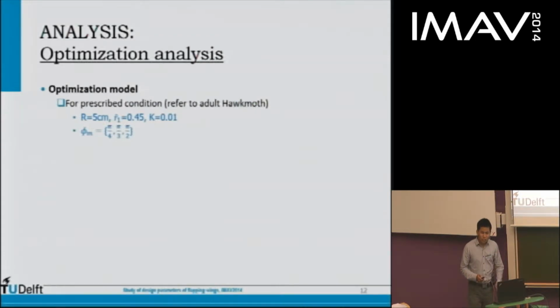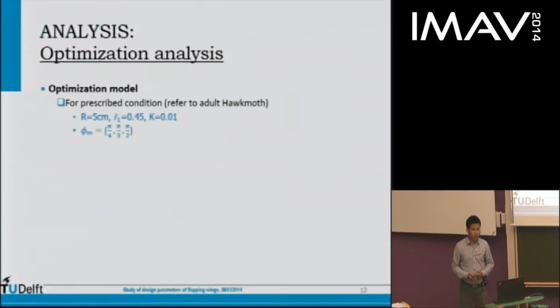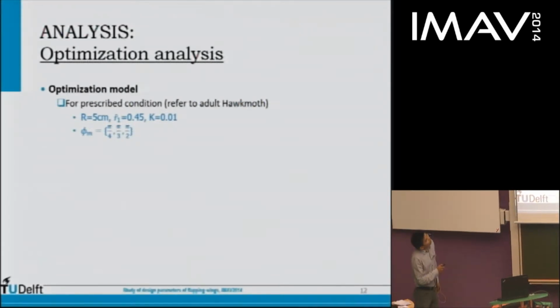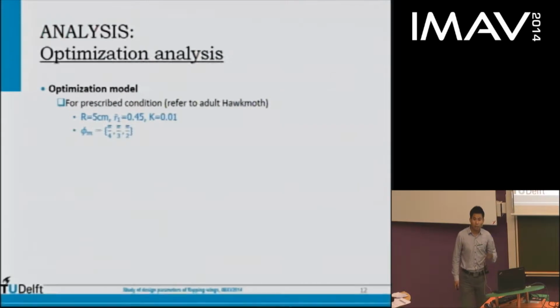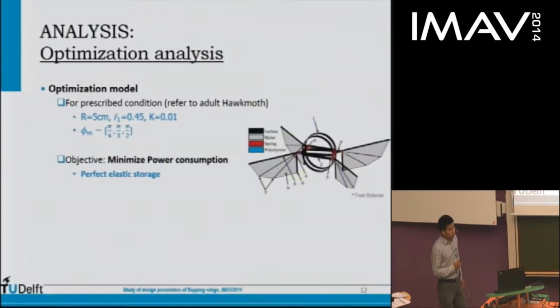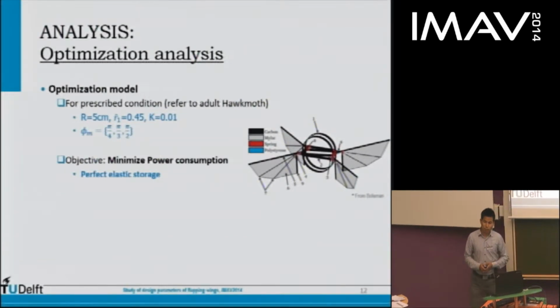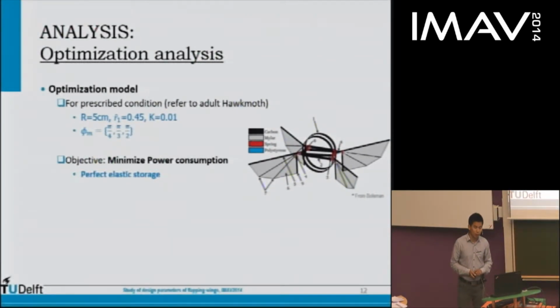The prescribed condition refers to the adult hawk moth with a 5 centimeter span, and the normalized horizontal position of the centroid is equal to 0.45, and the sweeping motion is assumed to be harmonic. We studied three separate sweeping amplitudes: 45 degrees, 60 degrees, and 90 degrees. The objective of this optimization is to minimize the power consumption.